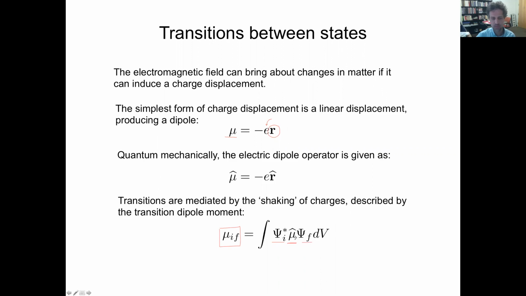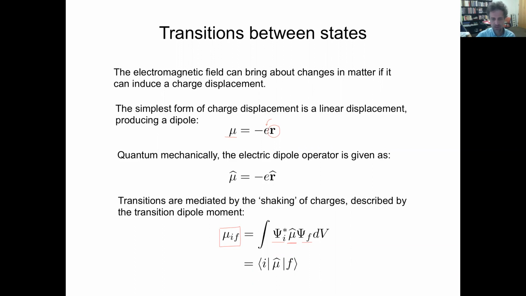Okay, so the dipole operator is sandwiched between the states I and F, and then integrated over the entirety of space. Now, there's a way to summarize this in our kind of infamous bra-ket notation. We just say the state I, and then the state F, and the dipole operator is sandwiched between these two states. If this integral is non-zero, that means that the shaking of charges has led to the movement of the electron from one quantum mechanical state to another quantum mechanical state.